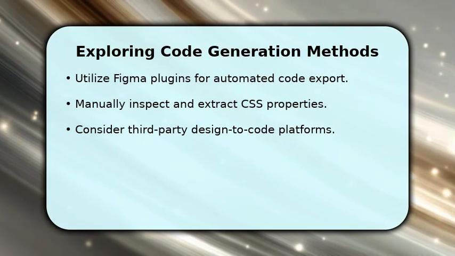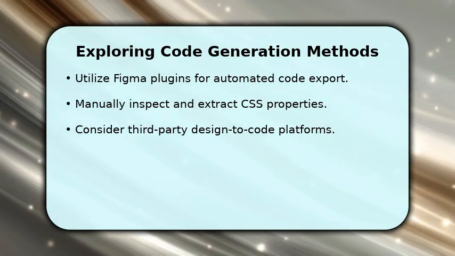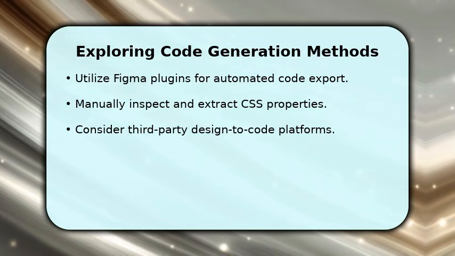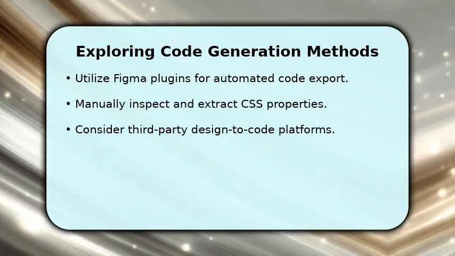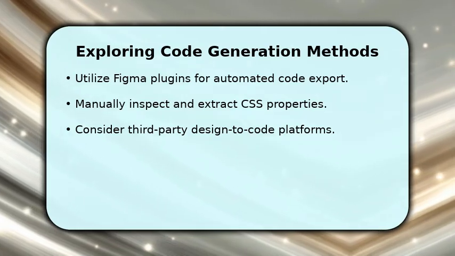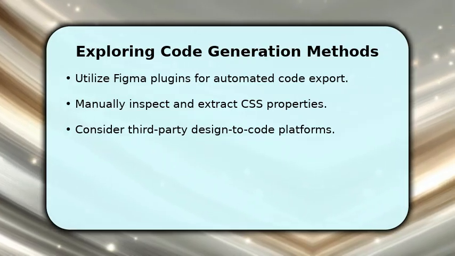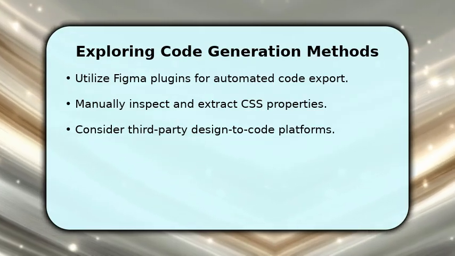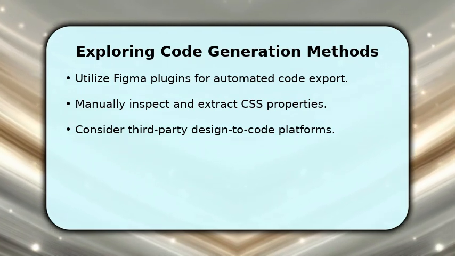There are several effective ways to generate code from your Figma designs. Many developers find success using specialized Figma plugins, which can automate a significant portion of the code export process. For more control, you can manually inspect elements within Figma to extract specific CSS properties and values. Additionally, various third-party platforms offer advanced design-to-code capabilities, providing robust solutions for complex projects. Don't forget to export your assets, such as images and SVGs, directly from Figma for easy integration.